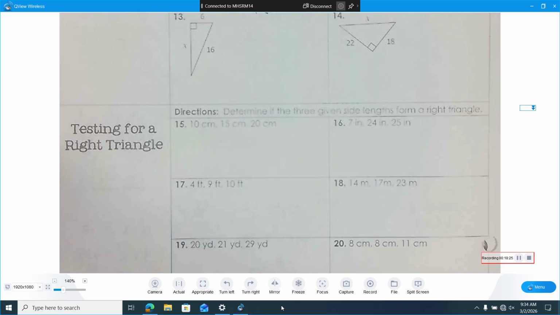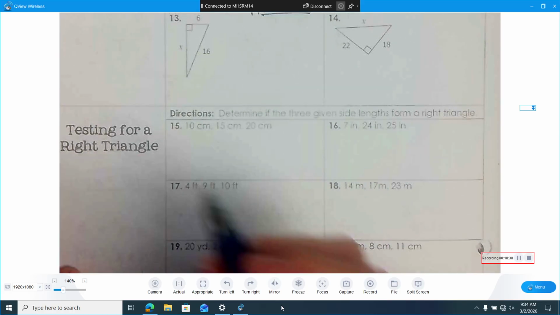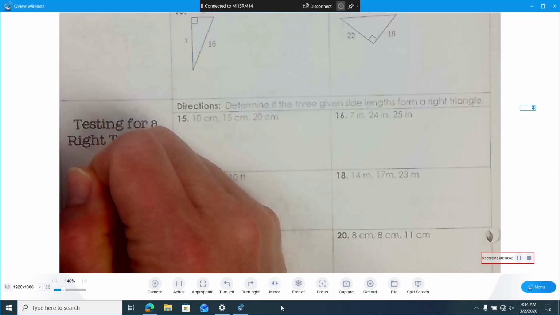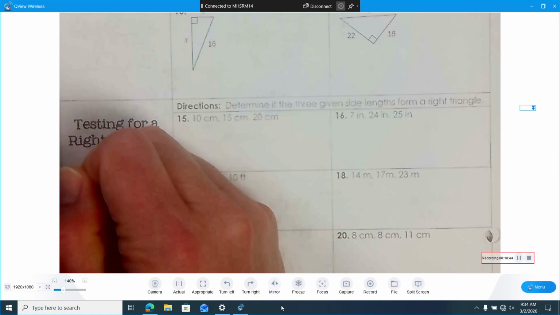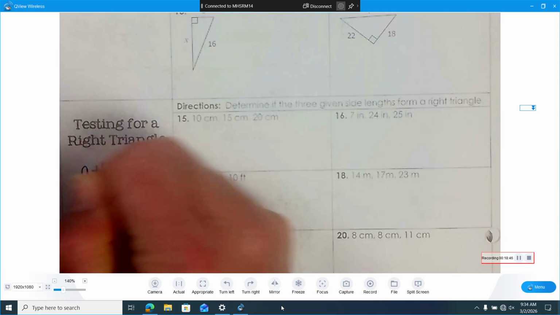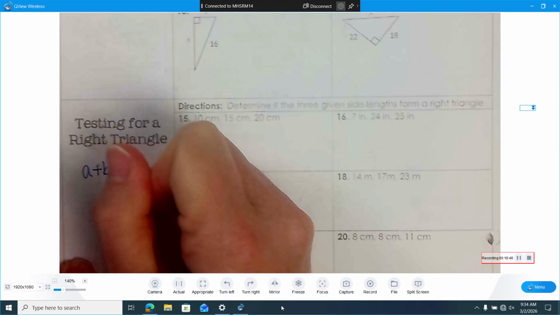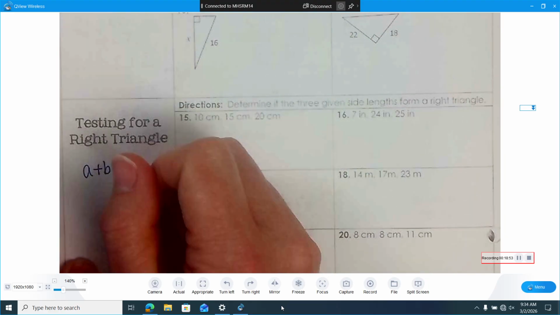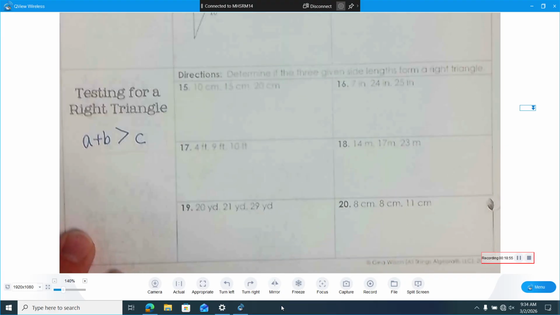Would it work if I had 2 and 2? Would that work? Yeah, so I could have a side of 2 and a side of 2 and a side of 3. That worked. So it turns out that the 2 small sides added together, and I'm going to say the small sides are A and B, have to be bigger than that third side in order to make a triangle. And we just did that.